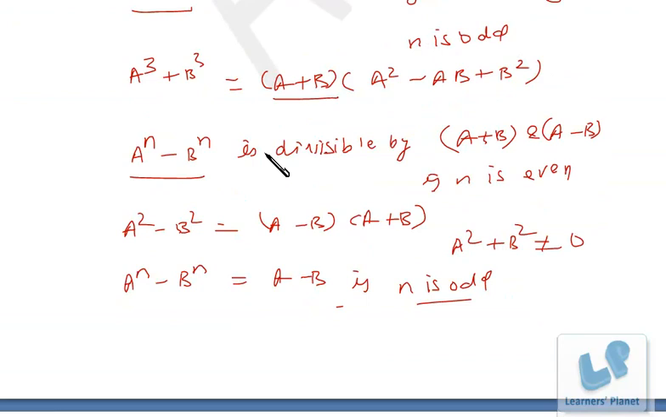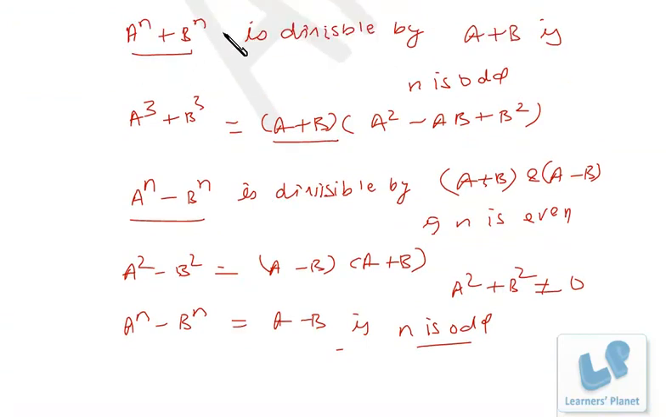So the three things are there: a raised to n plus b raised to n, and a raised to n minus b raised to n, for even and odd numbers, when n is even or odd. If you are confused at any stage, just take the minimal value of n. That is, for even just take 2, and for odd just take 3. So you'll be able to generalize that.